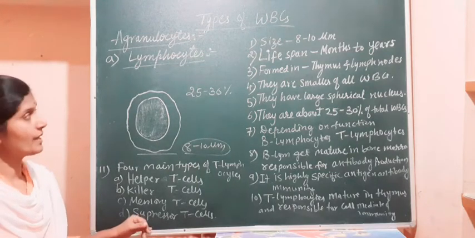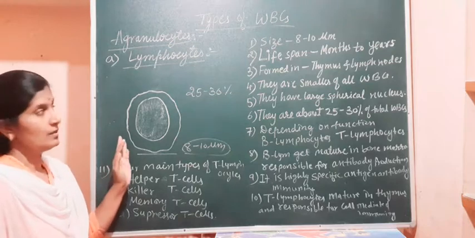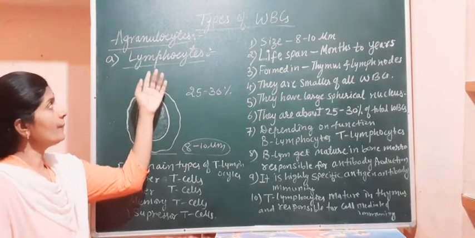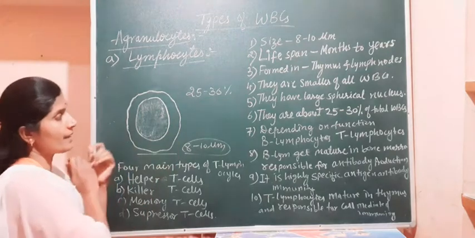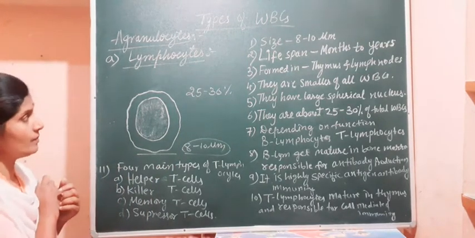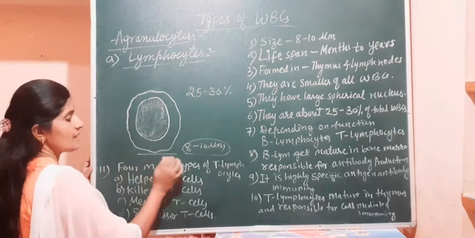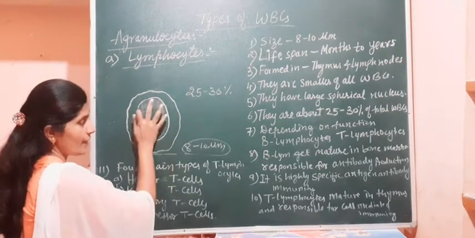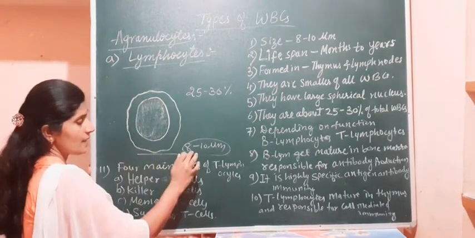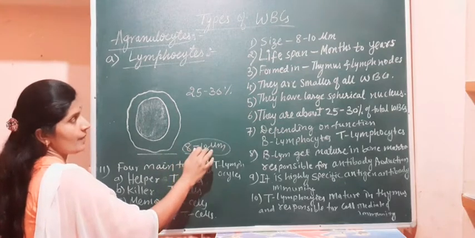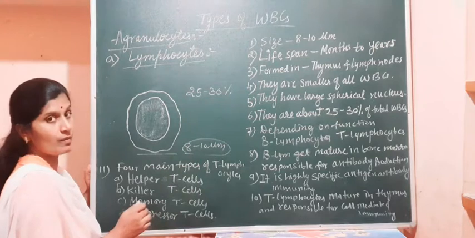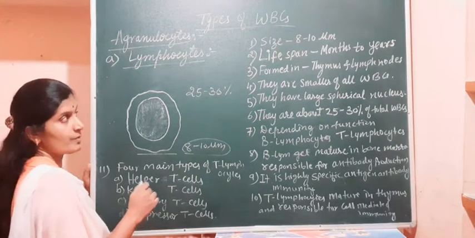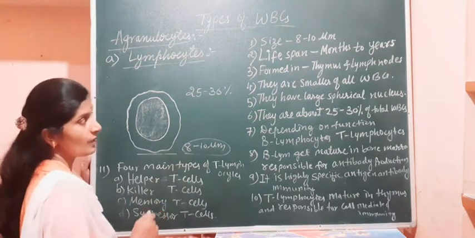So once we take a review of this, it is too easy. That is lymphocytes. By seeing the diagram we have to keep many more points in mind. The size of these cells is too small, 8 to 10 micrometers. Lifespan we have to remember, it is entirely different from others. All the others have a lifespan in hours, but this has months to years.